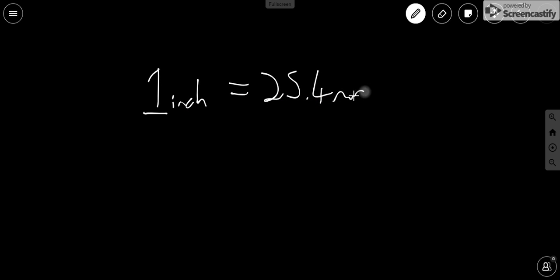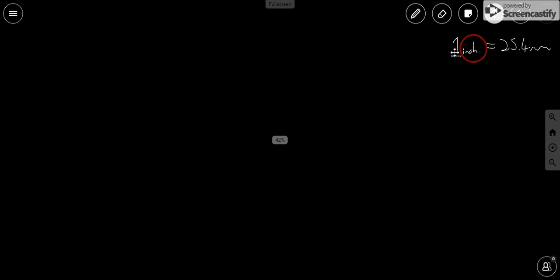If we're going to be using conversion ratios, we're going to need to know what some of those are first. So some of you might know that 1 inch is equal to 25.4 millimeters. An inch is a unit of imperial and millimeters is metric. So we're going to be converting from imperial to metric, and I would like to convert 3 inches into millimeters.